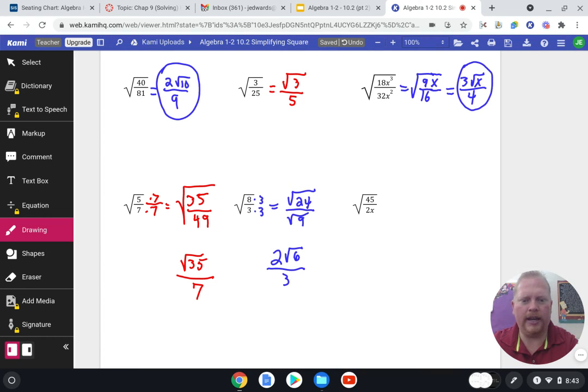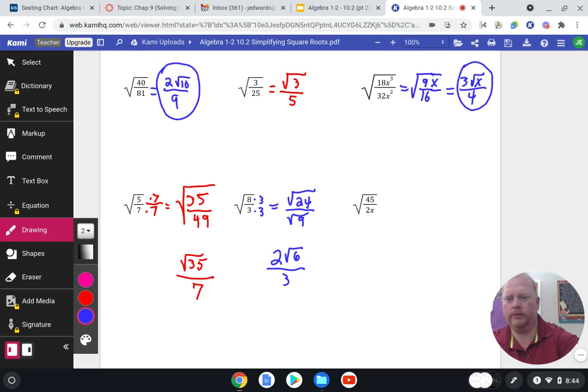So double check, can anything reduce? The 2 and the 3 can't reduce. Some people might say, oh, well, the square root of 6 and the 3, that can reduce. 6 and 3 can reduce by 3. But the 6 is underneath the square root and the 3 is not. So they can't interact. Okay? So I think that's my final answer. 2 square root of 6 over 3. Last problem.